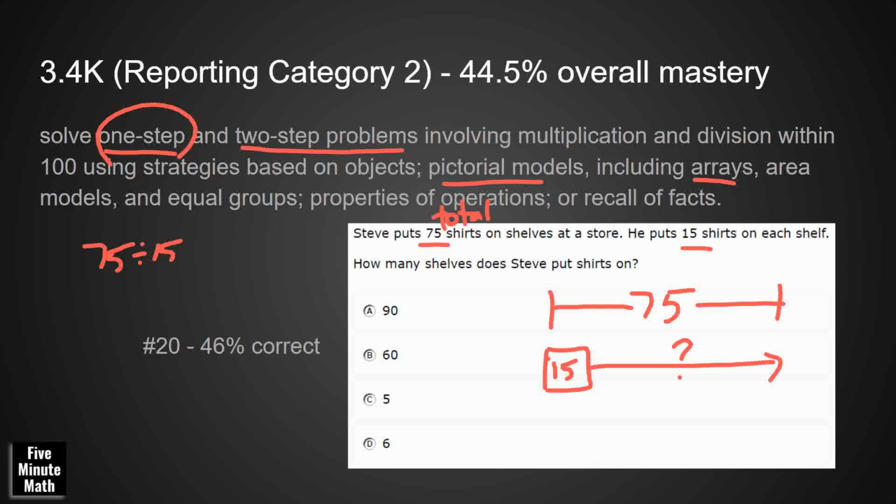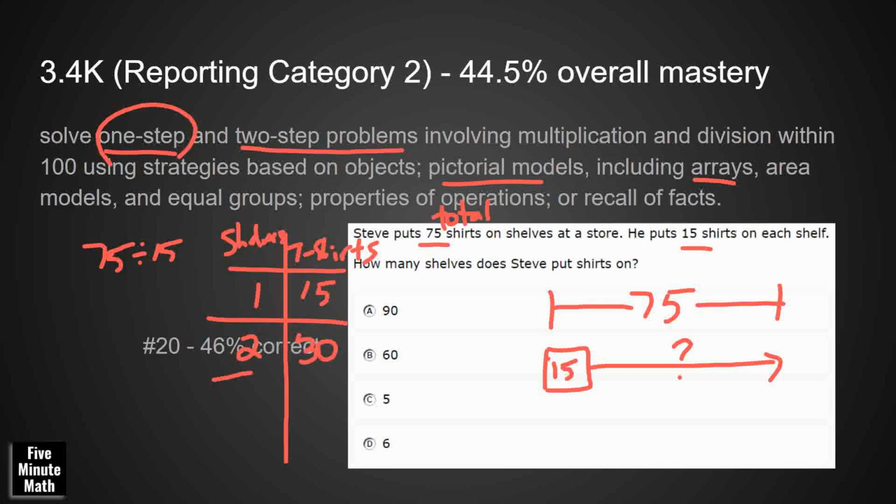And so if we want, we can create a table here and we can say these are the number of shelves and these are the t-shirts. 15 on a shelf, we could just keep track, right? This is just skip counting in table form. One shelf gets you 15 t-shirts. Two shelves get you another 15, that's 30. Three shelves get you another 15, 45. Four shelves get you another 15, 60. Five shelves get you where you need to go. You just need five shelves.